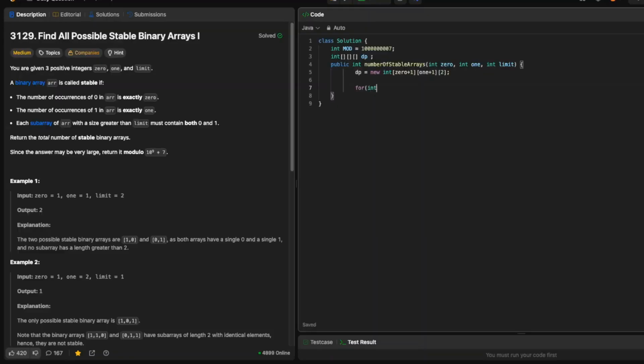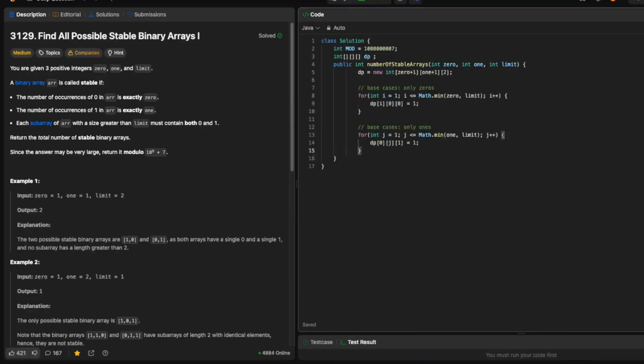So let's write down the base conditions. If the array has only zeros, we have only a single combination. And if it is ending with only ones, then also we have a single combination. After that, the main part comes.